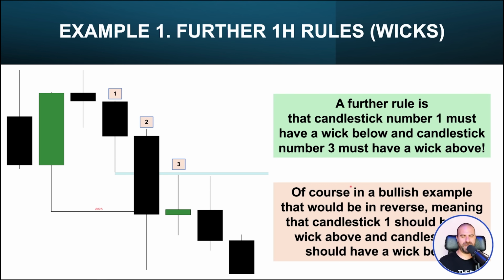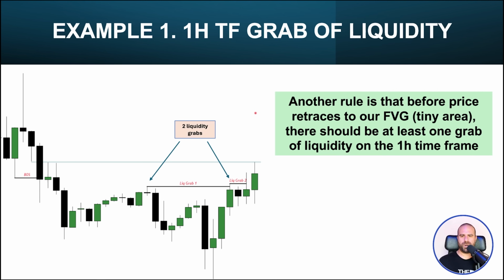In a bullish example now, guys, of course, that would be in reverse because we don't have a bullish example in this occasion. So, candlestick number 1 should have a wick above. Candlestick number 1 in a bullish example would be that, and let's suppose candlestick number 2 and candlestick number 3 would be that. And here would be your fair value gap. Candlestick number 3 would have a wick below and number 1 would have a wick above. Okay, let's proceed. Now, another further rule for this strategy.